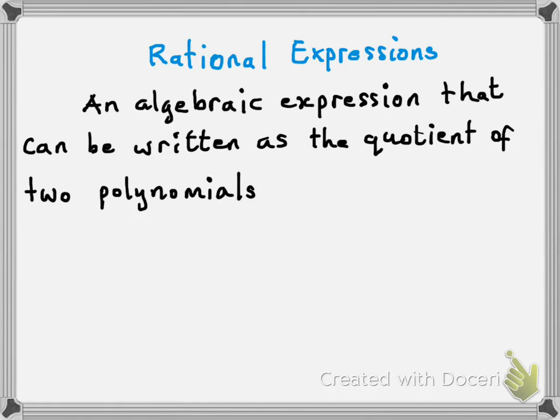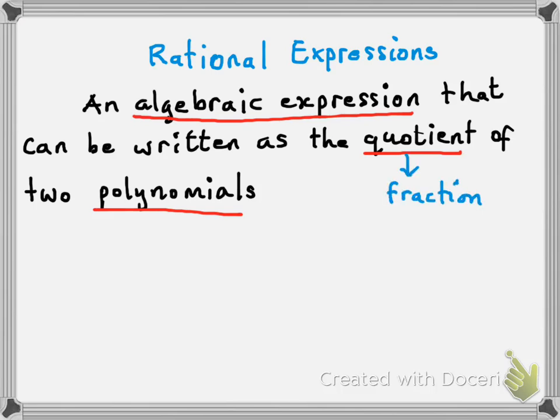two polynomials. There are some terminologies here that you need to recall. An algebraic expression, a quotient, and a polynomial. An algebraic expression you've seen before. Those are expressions where you replace numbers with letters. So expressions like 2x, 3y, things like that are algebraic expressions. A quotient simply means a fraction. So one thing divided by another thing.